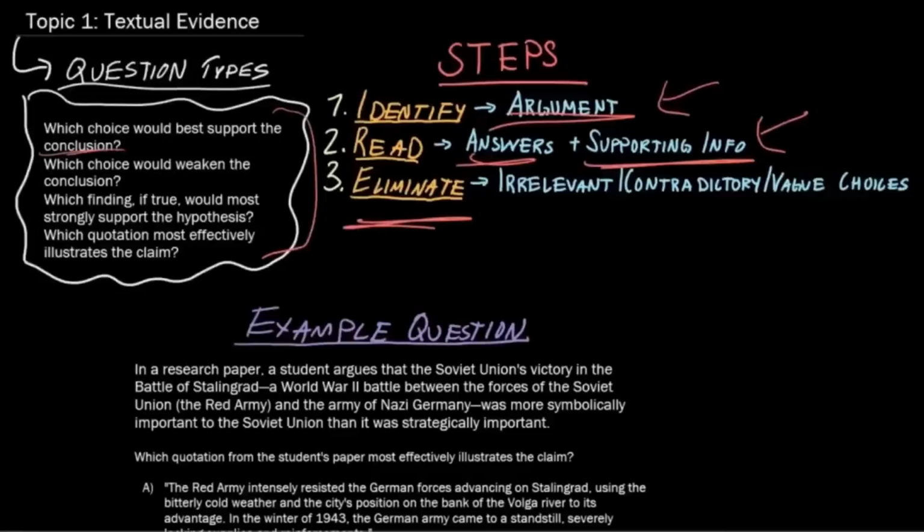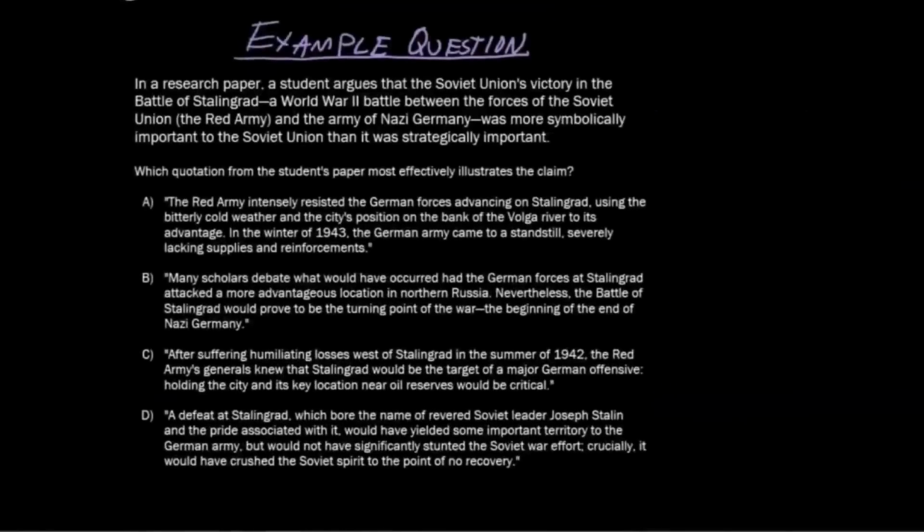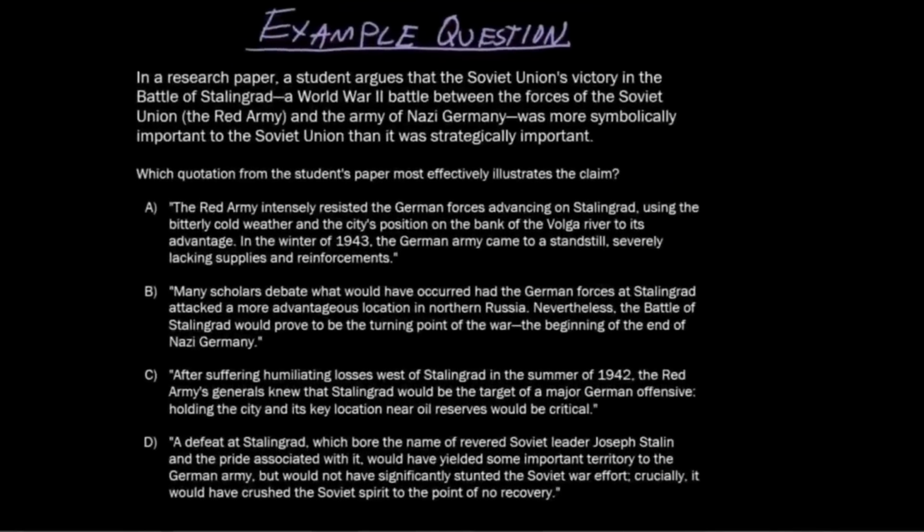You might have a choice that sure argues the same thing, but it uses completely different evidence to argue that thing, and that's going to be an incorrect choice. Let's take a look at this example question. In a research paper, a student argues that the Soviet Union's victory in the Battle of Stalingrad, right, we're going to have a little bit of a non-essential phrase here, which is something we're going to get to in boundaries, was more symbolically important than it was strategically important.